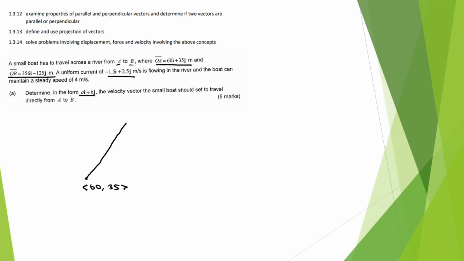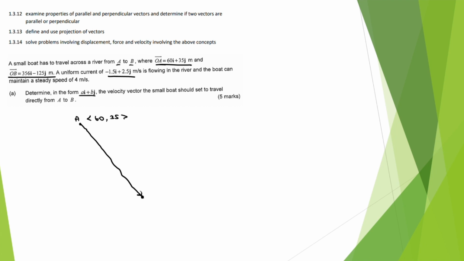So if I have a point A here at the point (60, 35), I'm trying to get to my point B, which in this case is (356, -125). This isn't actually in the right direction, but regardless, it should be okay. Maybe I will change it up a bit so it's right. So I've got A (60, 35), and I'm moving in this direction to a point B (356, -125). I know that there's a uniform current flowing, -1.5i + 2.5j. And so let's move this around a bit.